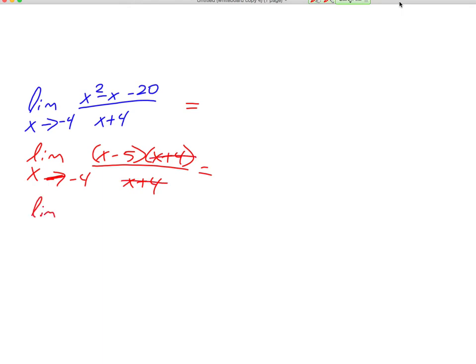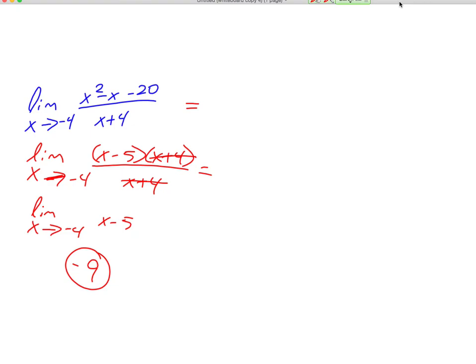So I have the limit as x approaches negative 4 of x minus 5. And now what do you think I can do? Plug it in. Now I can plug it back in. So when I plug in negative 4 this time, I get negative 9. So my limit is negative 9.